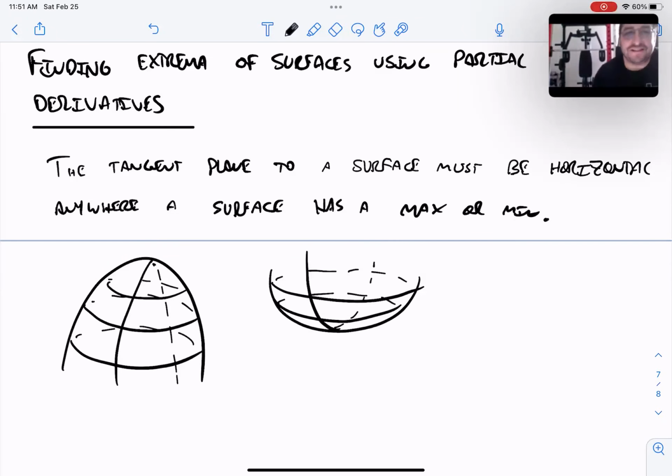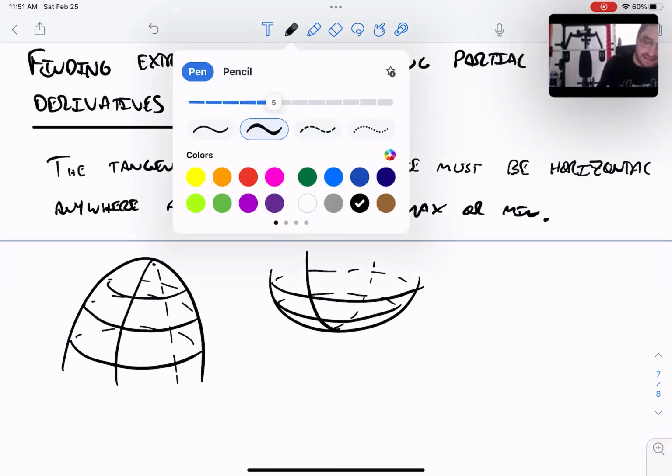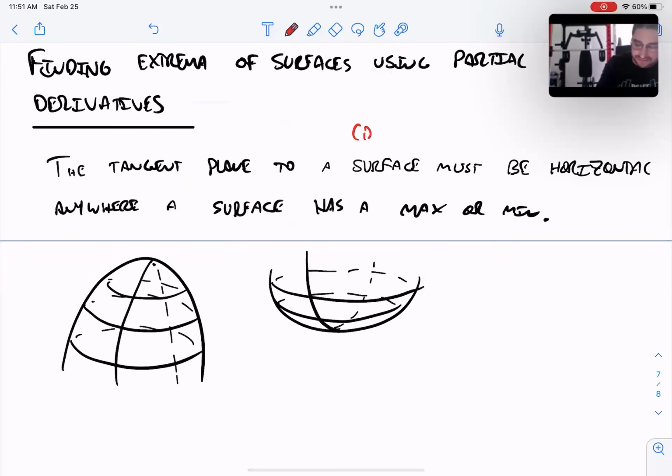So, finding extrema on surfaces using partial derivatives. What's the key idea here? The key idea is that, assuming your surface is differentiable, assuming your partial derivatives exist, then if you have a max or a min, what would the tangent plane look like at that point?